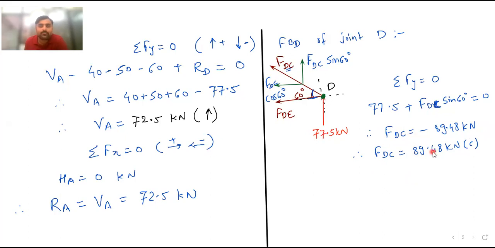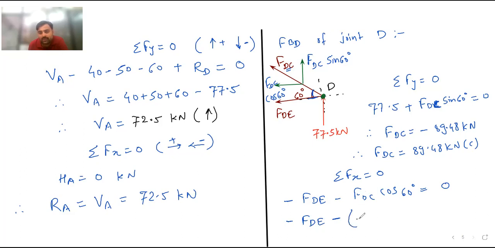Okay, so here also now I know it is compressive, but I am not immediately changing its direction. So I will change its direction later on. So summation FX equal to zero. If I apply minus FDE minus FDC cos 60 is equal to 0. So minus FDE will be as it is, minus FDC is again minus 89.48 into cos 60. If you solve this, you will get the value of FDE.